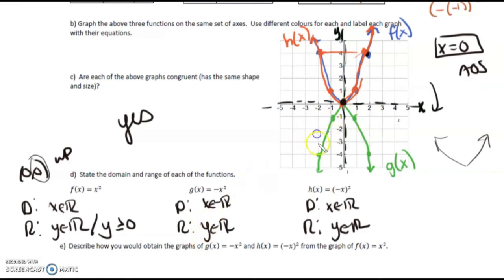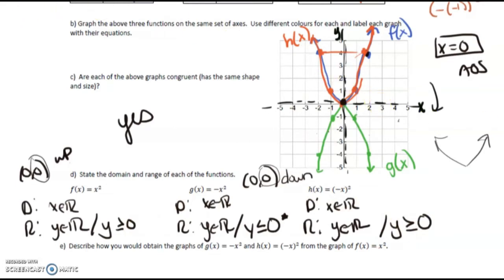For the green parabola, our vertex is 0, 0 again. So x in the real numbers for the domain, it's going to extend to the left and the right forever. For the range, our optimal value is 0, but this time it opens down. How that's going to change our range is that y is going to be less than or equal to 0, because it opens down. And the third one is exactly the same as the first one, so we can just put y is greater than or equal to 0. Same reasoning behind that one.